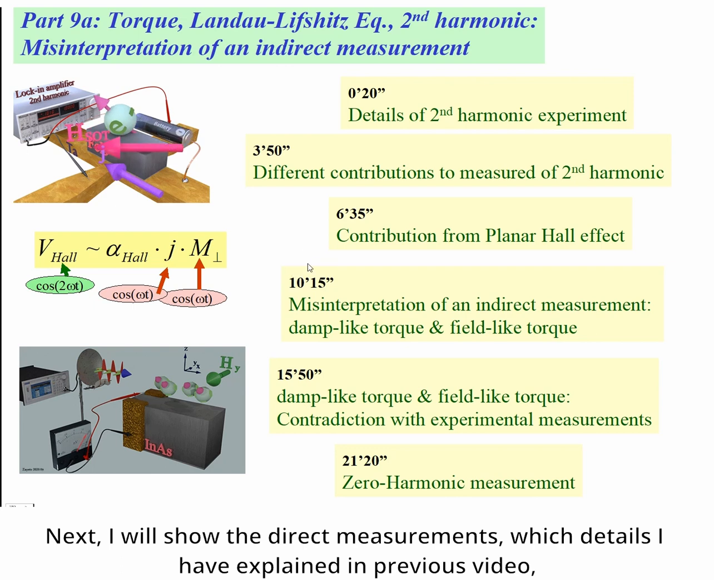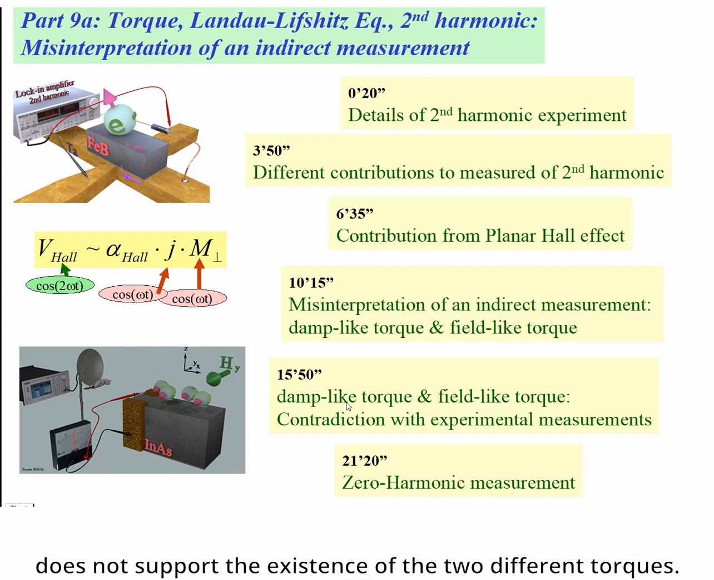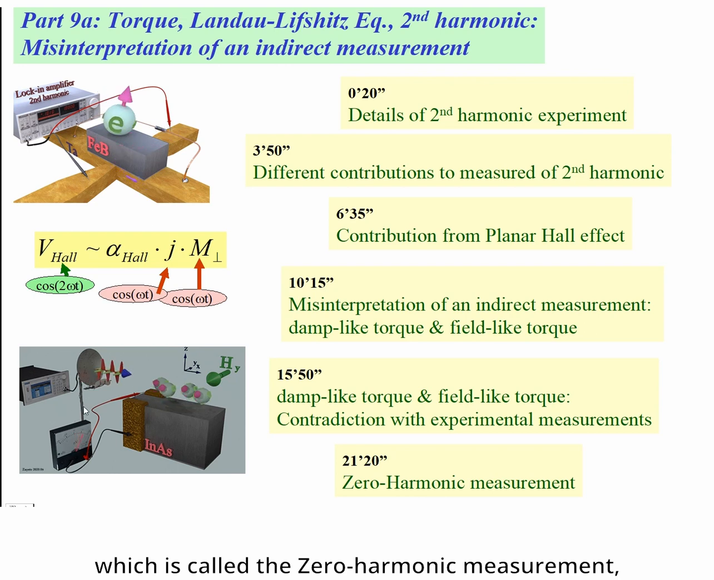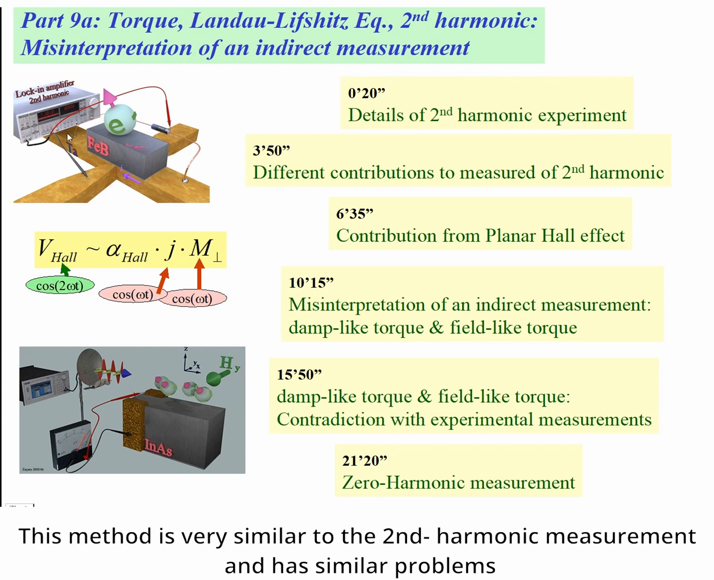Next, I will show the direct measurement, which details I have explained in previous video, does not support the existence of the two different torques. At the end of this video, I will explain another measurement method, which is called the zero harmonic measurement. This method is very similar to second harmonic measurement and has similar problems.